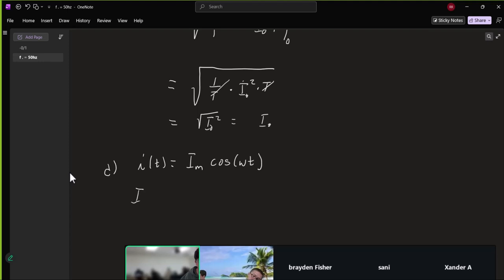So then I RMS equals the square root of 1 over, what's the period for a cosine? It's also T. Well, you're right, we can just say T. It would be 2 pi over omega.